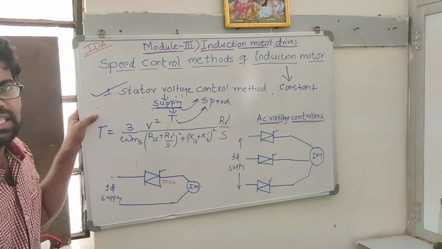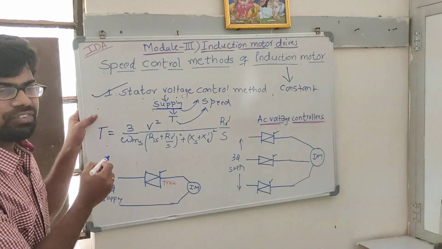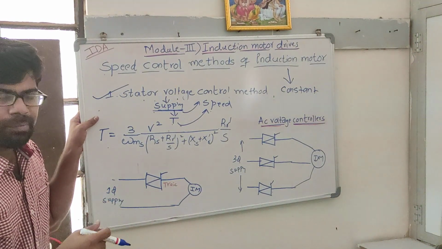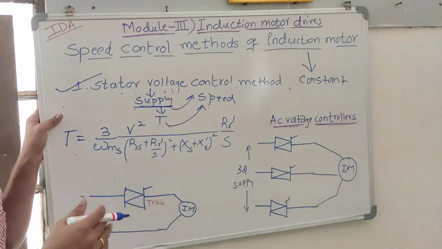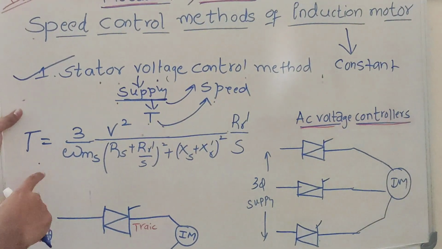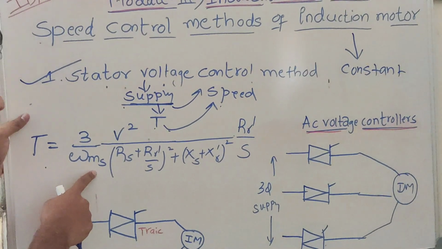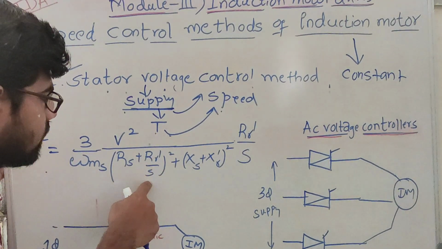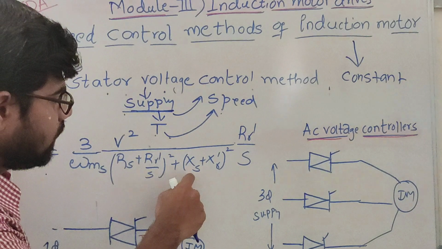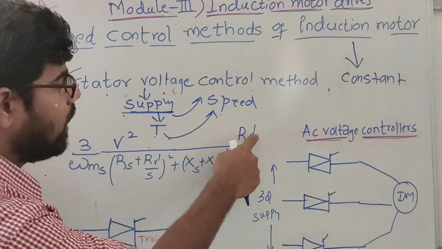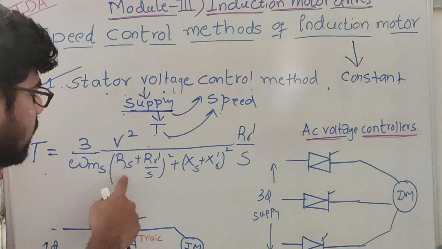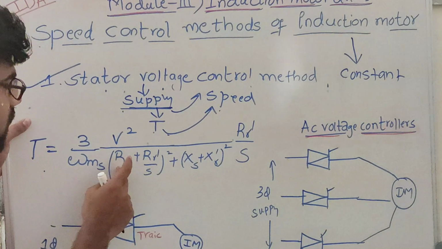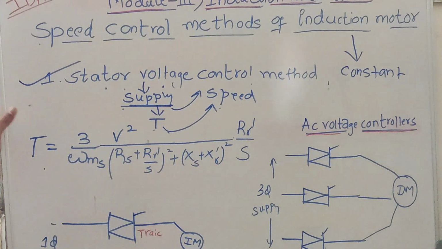What is that equation here? Here we have the equation, which you are much familiar with. In case of braking system and in case of unbalanced supply, we repeatedly use this equation. T is equal to 3 by omega ms, V square, divided by (Rs plus Rr dash by S) whole square plus (Xs plus Xr dash) whole square, times Rr dash by S. Here S is the slip, Rr and Rs are the rotor and stator resistance, and omega is the angular speed.